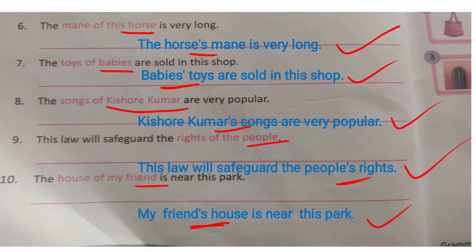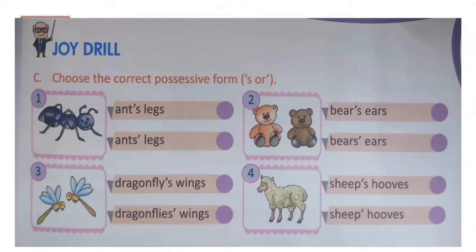I hope you have written these answers in your book. Now, come to the next exercises. You have already seen in this chapter where you have to use apostrophe and where you have to use apostrophe S, right? So exercise C you will do in the homework. C and D both exercises you will do in the homework. What you have to do in this exercise, let us see.